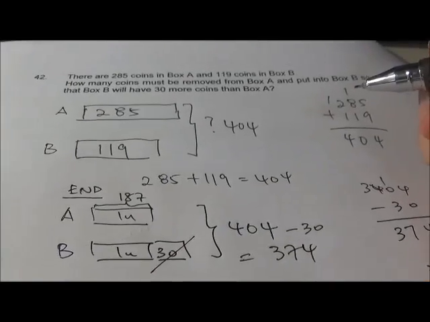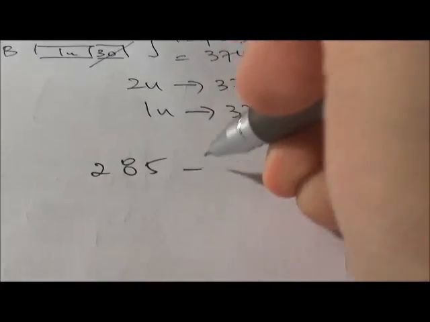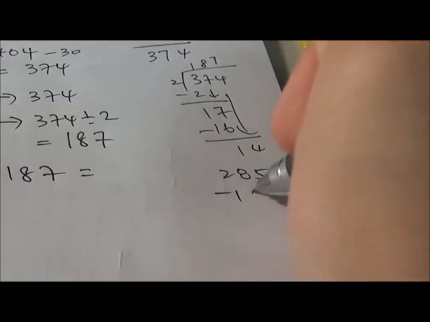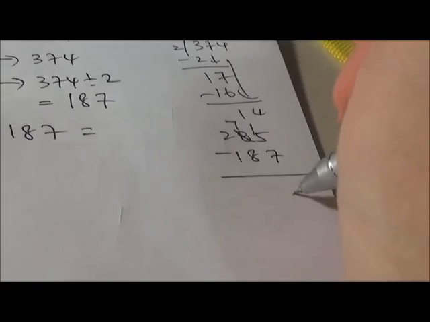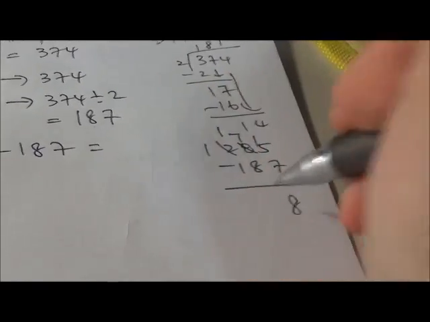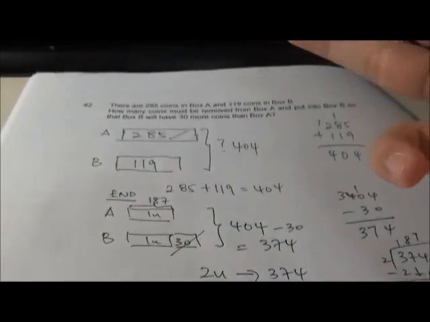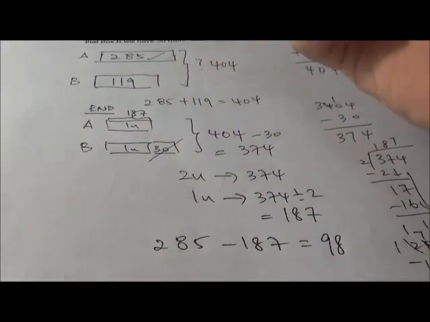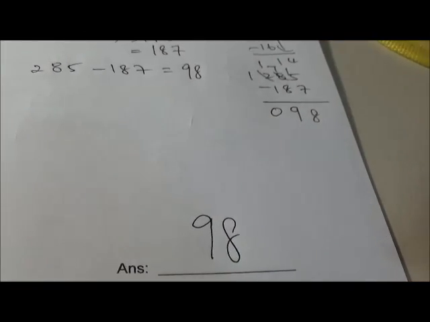Now let's look at the original A. Originally A has 285. How do I get to 187? I'll take 285 minus 187. Borrow 7, 15 minus 7 will be 8. Borrow 9, 98. So I must take 98 coins from A and give it to B in order for B to have 30 more than A. So my final answer here is 98.